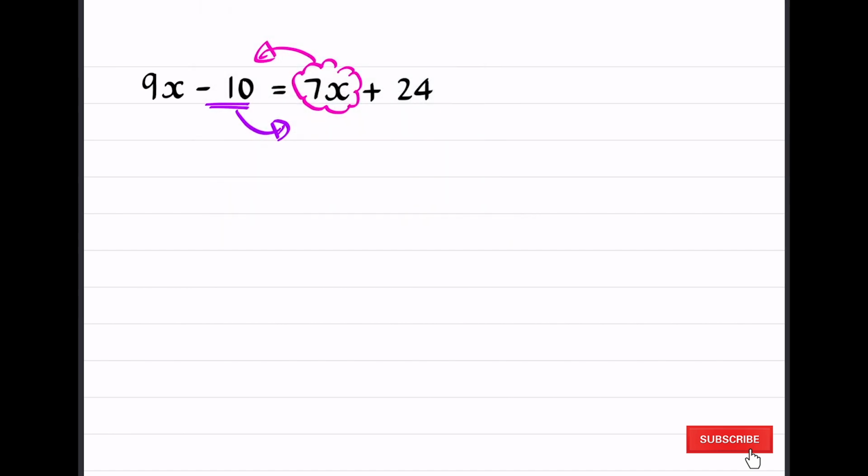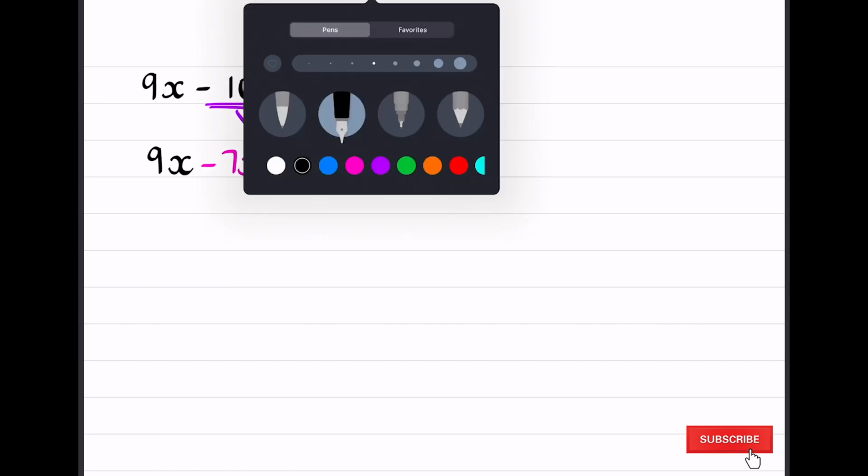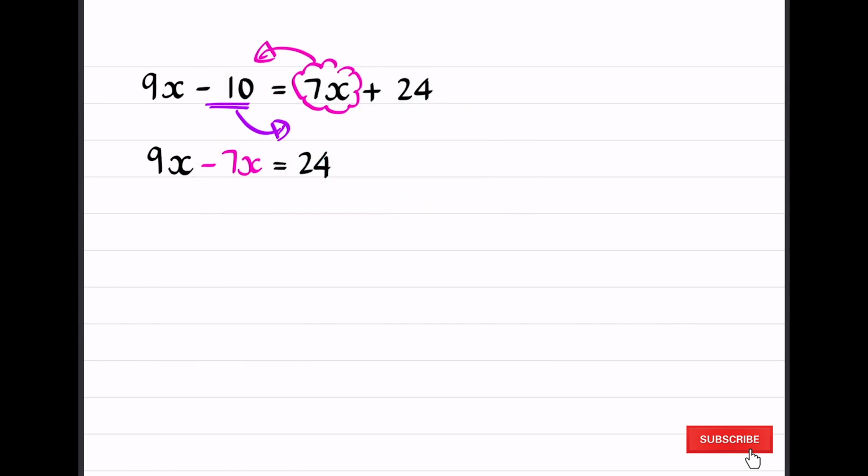What was there first stays the same. So the 9x is already on the left-hand side, so the 9x stays on the left-hand side. The 7x, when it goes across, now becomes negative 7x because it was a positive 7x. Equal to the 24 stays the same, stays first. The negative 10 from the left-hand side, when it goes to the right-hand side, changes sign and becomes a positive 10. Now I have 9x minus 7x, which gives me 2x, and that is equal to 24 plus 10, which is 34.